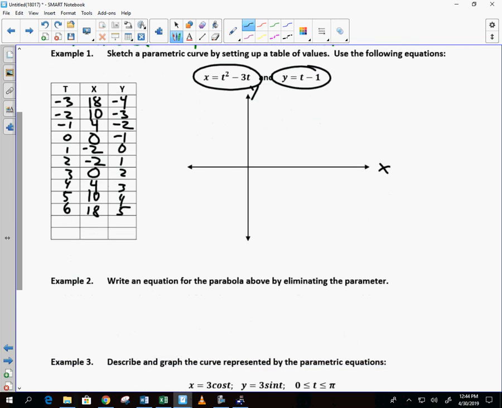Now, what we're going to do is take these points and plot them using x and y. So I'm going to make 5, 10, 15, 20 and -5, 1, 2, 3, 4, 5. So I have 18, -4. I go over 18. I go down 4.